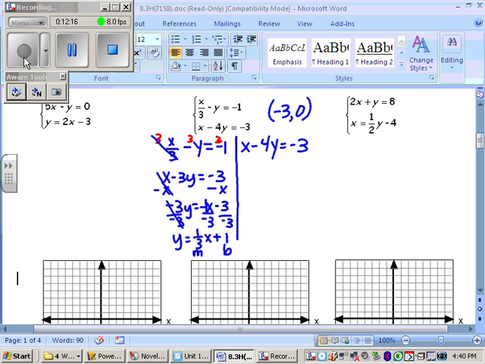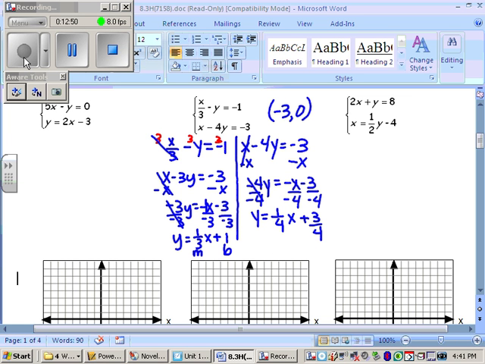For the second equation, we also need to solve it for y. So we will subtract x from both sides. So we have negative 4y equals negative x minus 3. We will then divide all terms by negative 4. So we have y equals 1/4 x. And again, for the 3 and the 4, although we cannot divide them, the negative divided by a negative will change it to a positive 3/4.